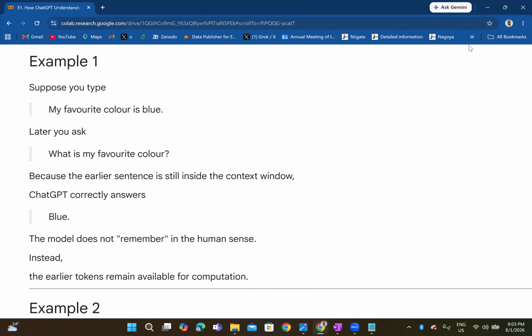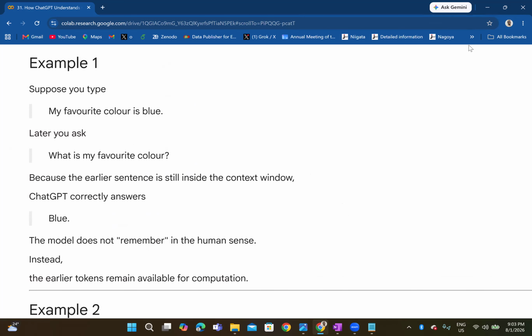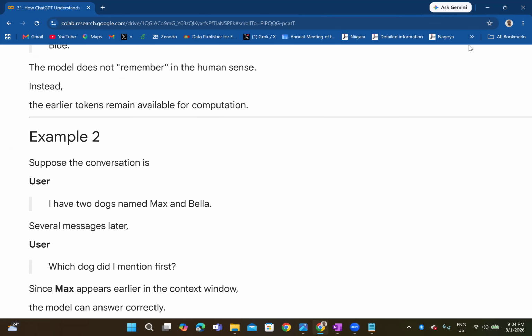Imagine this example one. Suppose you type, my favorite color is blue. And later you ask, what is my favorite color? Because the earlier sentence is still inside the context window, ChatGPT correctly answers blue. So the model does not remember in the human sense. Instead, the earlier tokens remain available for computation.